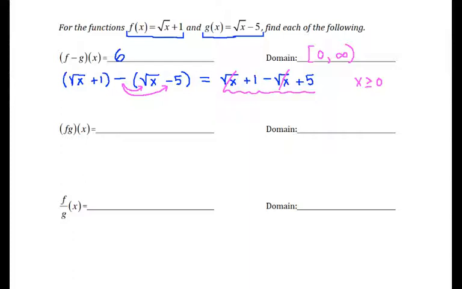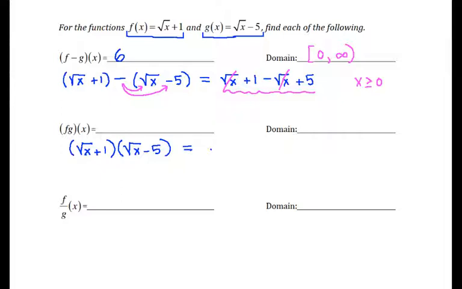So let's do f times g of x. That means we're going to take the formula for f of x and take the formula for g of x and just multiply them together. We can use FOIL to do this.